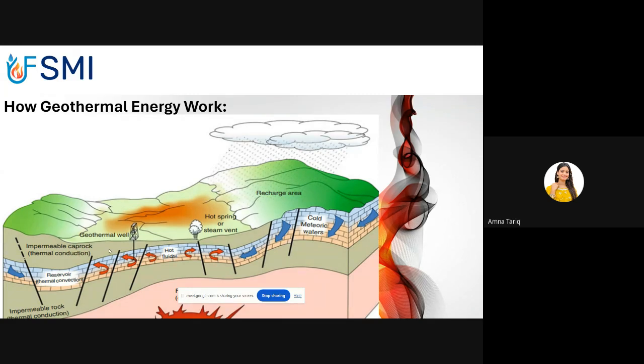After this is the hot spring or steam vent. This is a natural opening in the earth's crust that allows hot water or steam to escape to the surface. So, with the help of this diagram, we understand how geothermal energy works, and we also discussed this diagram step by step.